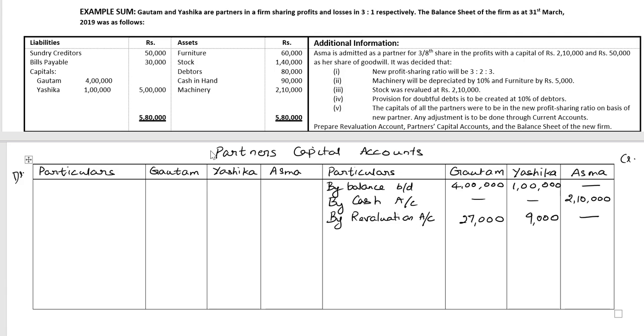There are no reserves or accumulated profits in the liability side of the balance sheet, and also no accumulated losses or fictitious assets in the asset side of the balance sheet. We need to deal with goodwill. It says Asma brought in rupees 50,000 as her share of goodwill. So Asma's share of goodwill is 50,000. We need to find out who gains and sacrifices. So we'll do that in the working notes.